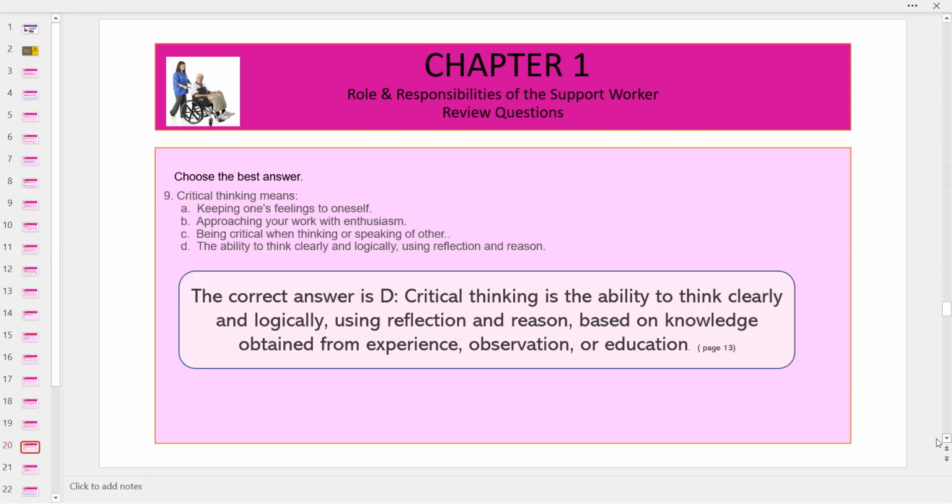The correct answer is D. Critical thinking is the ability to think clearly and logically using reflection and reason based on knowledge obtained from experience, observation, and education.